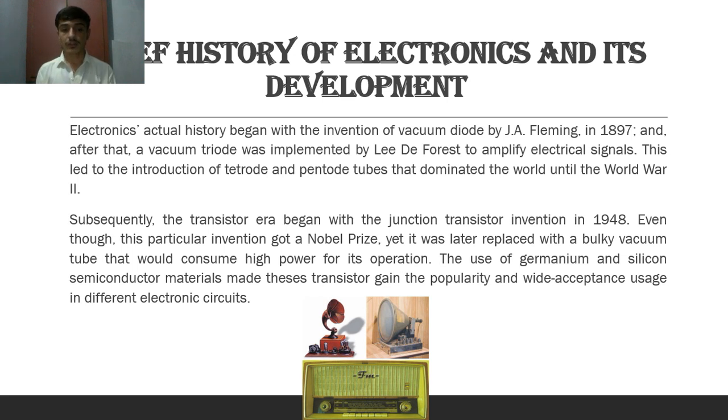Subsequently, the transistor era began with the junction transistor invention in 1948. Even though this particular invention got a Nobel Prize, it later replaced the bulky vacuum tube that would consume high power for its operation. The use of germanium and silicon materials made these transistors gain popularity and wide acceptance in different electronic circuits.